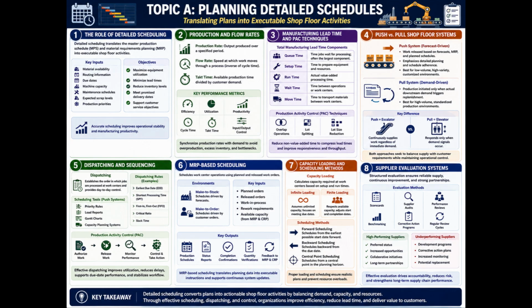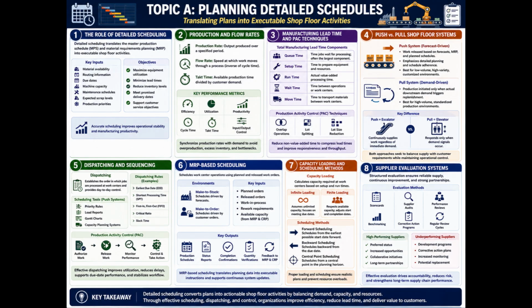Lead time management is another critical scheduling responsibility. Total manufacturing lead time consists of queue time, setup time, run time, wait time, and move time. Queue time often represents the largest portion of lead time and occurs when jobs wait for processing. Setup time includes preparing equipment and resources before production begins, while run time represents actual value-added processing. Wait time occurs between operations, and move time reflects material transportation between work centers.